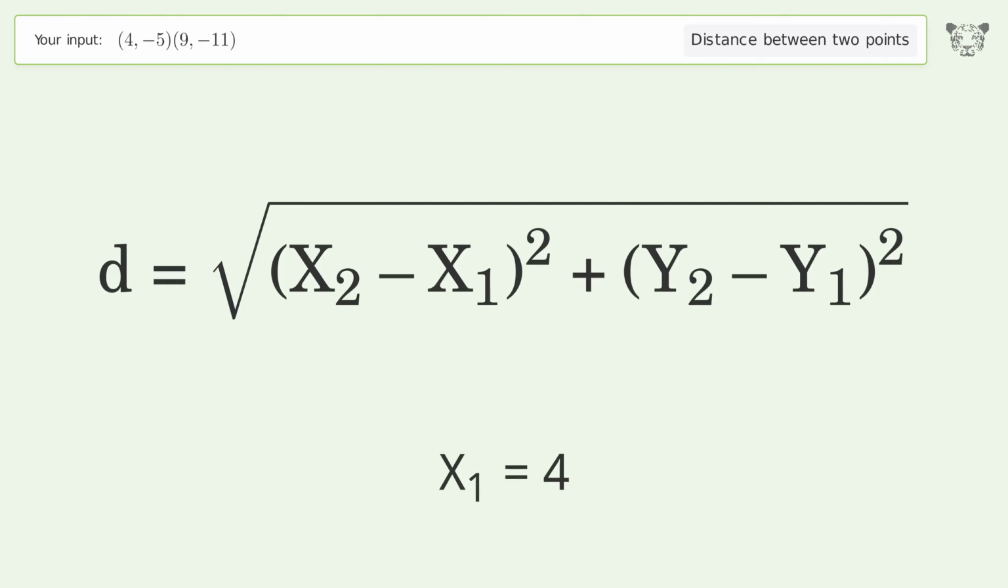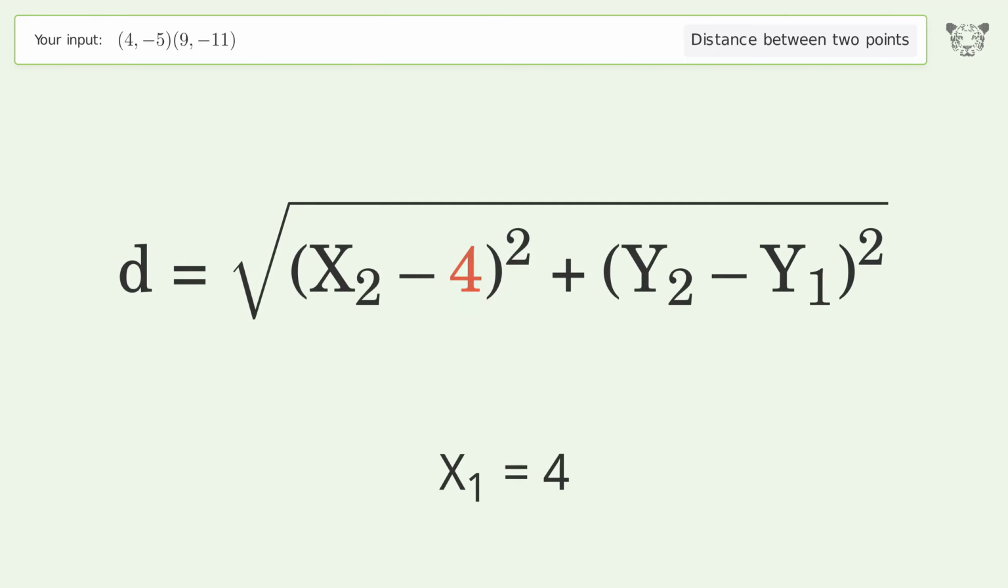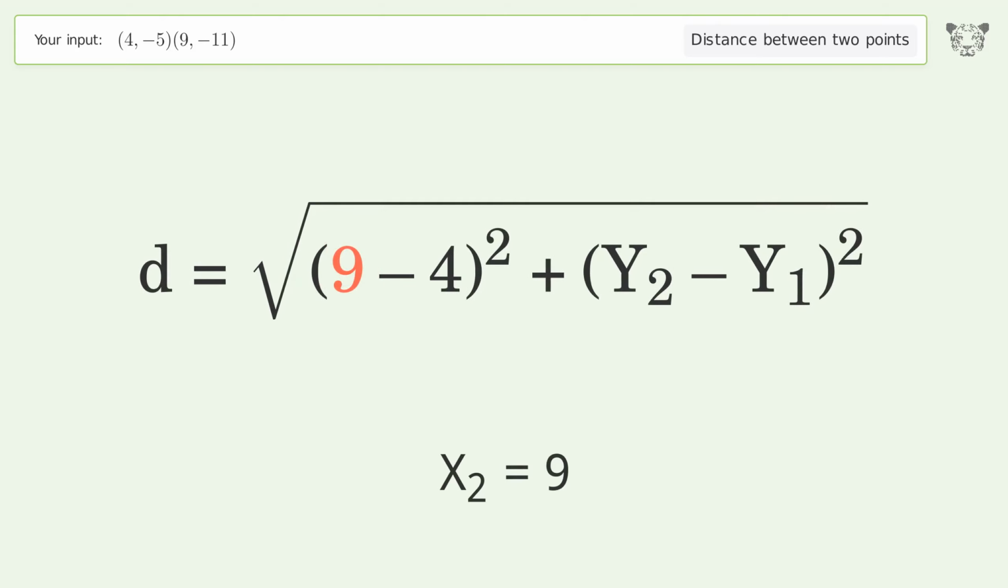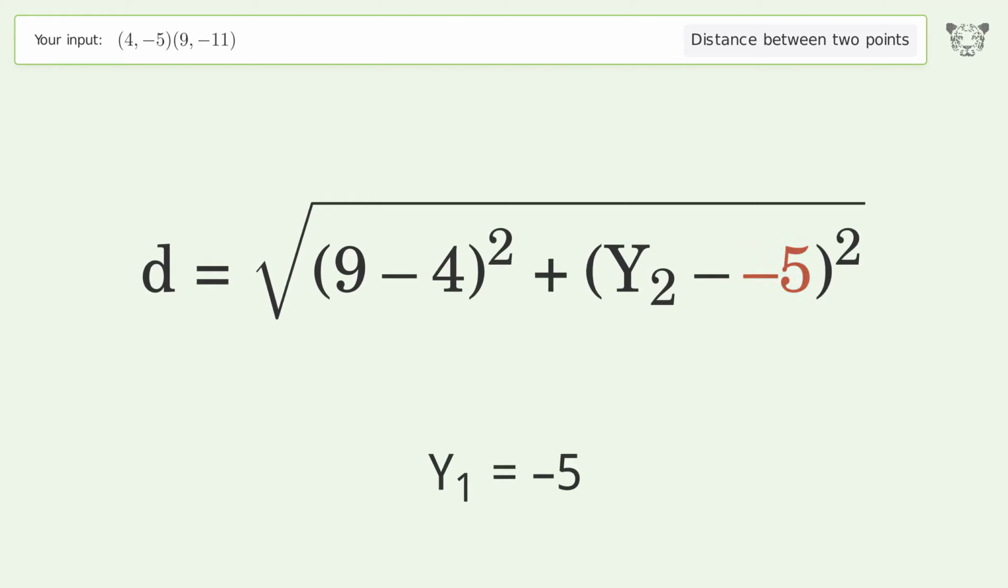x1 equals 4. x2 equals 9. y1 equals -5. y2 equals -11.